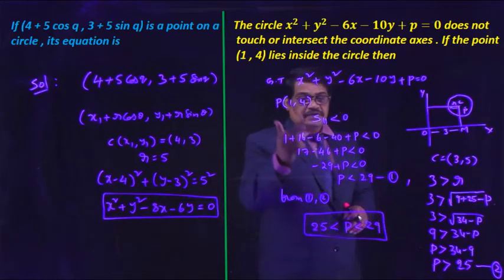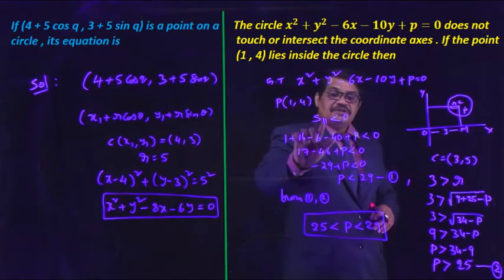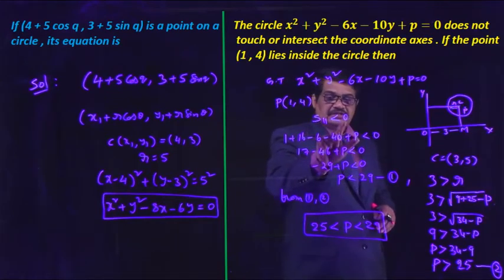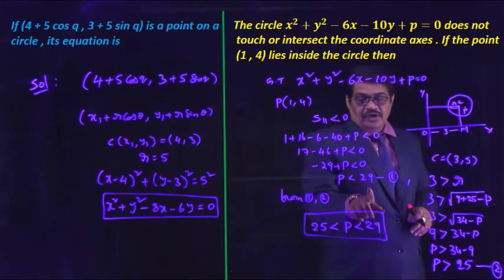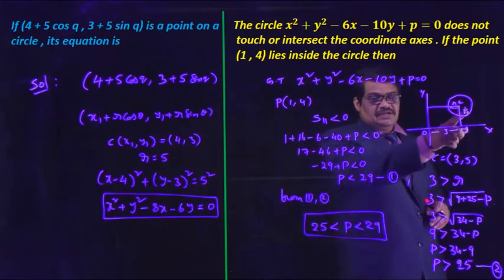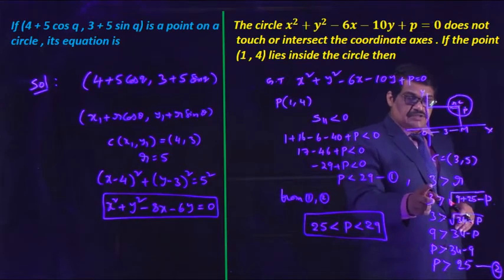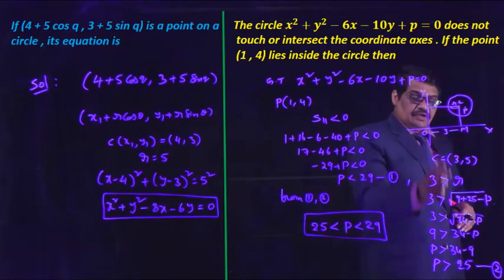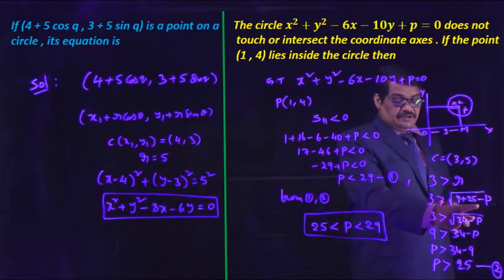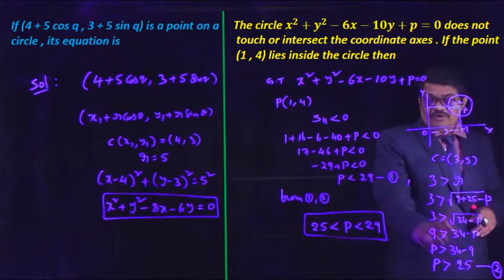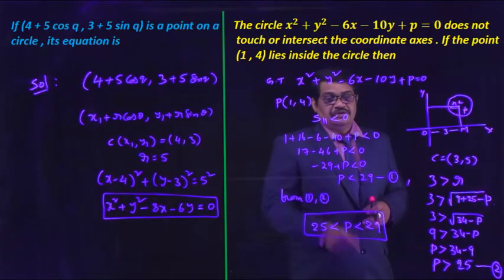Okay, so once again I am recalling. This is the given circle and this is the given point. This point is inside of the circle, that is S11 is less than 0. From that we are getting P is less than 29. And the circle does not touch the coordinate axis. So that means the distance from the center to the y-axis, that is 3 units, is greater than the radius. What is your radius? Root of 3 squared plus g squared plus f squared minus c. From that we are getting P is greater than 25. From 1 and 2 we are getting 25 is less than P is less than 29. That is our required answer.